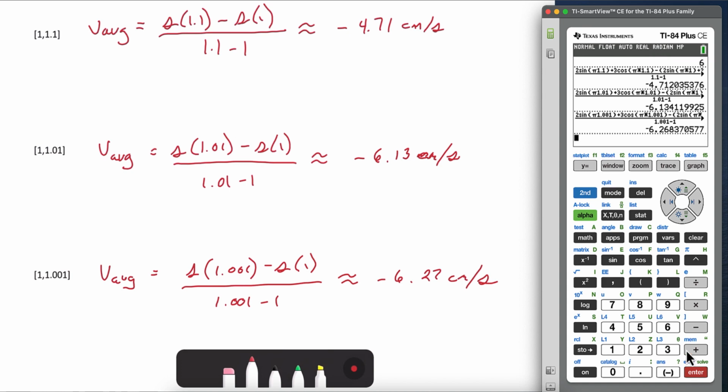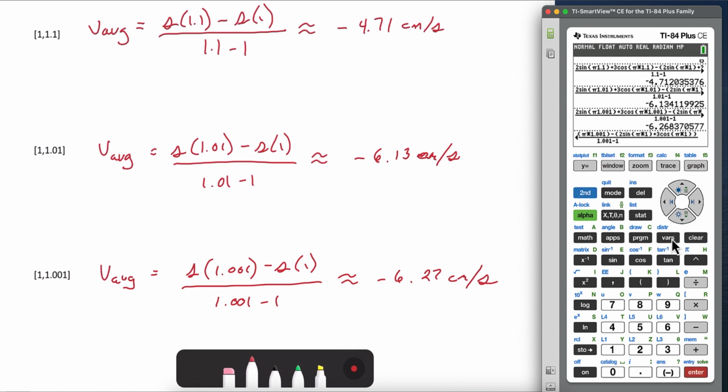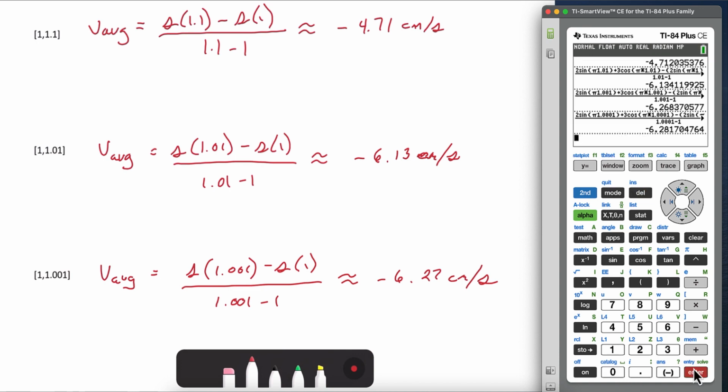And we could continue doing this. I know the directions don't say it, but if we wanted to do it again, we could get an even closer approximation. Go in and add another 0. Get an even smaller time change for each of these. This time we get negative 6.28.